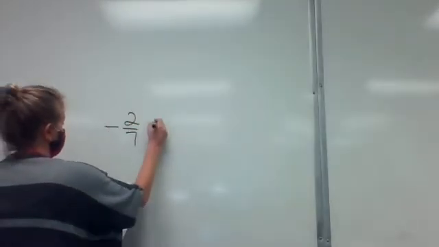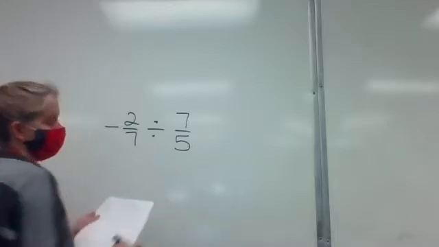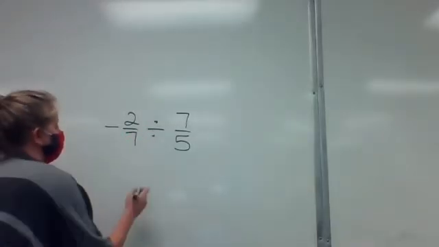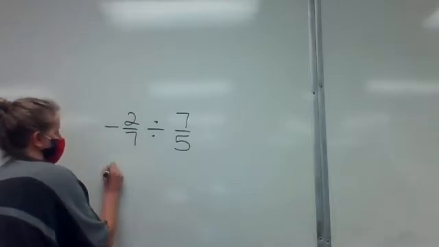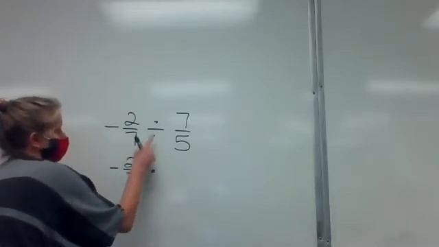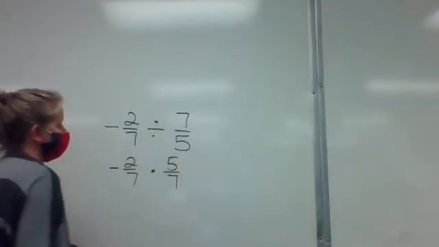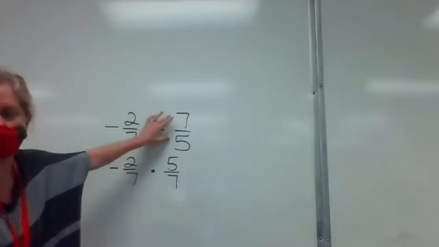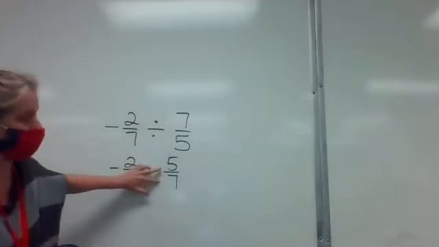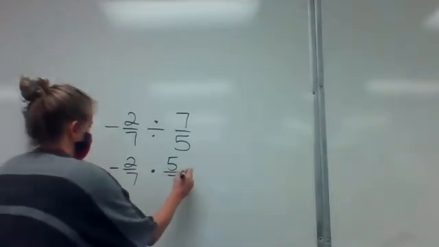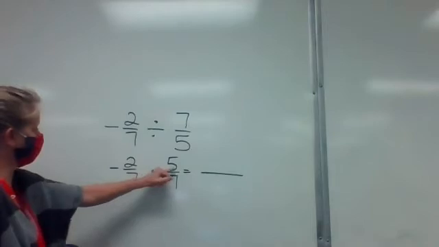So like on number 10, it says negative 2/7 divided by 7/5. So, like I was saying, division is the same thing as, if I would have to do this negative 2/7, turn the division to multiply, and turn this upside down to 5/7. So again, division of fractions means to multiply by the reciprocal. Multiplying straight across the top and bottom.